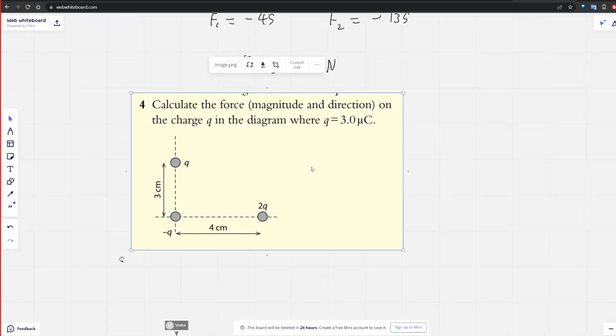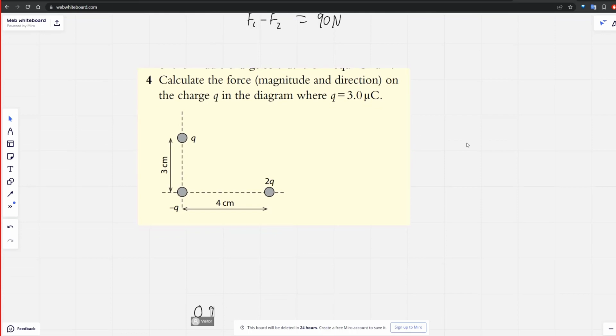In this question, the two forces are not in the same direction but perpendicular to each other. The charge Q here is positive, so there's an attraction downward toward this negative charge at the bottom. Okay, and this 2Q is also positive, so there is a repulsion by 2Q on the other charge Q in this direction, on the line joining the two charges. Let's call this F1, the other F2.